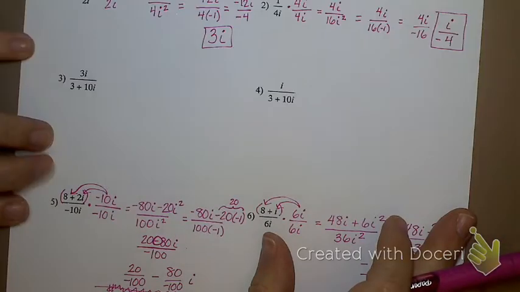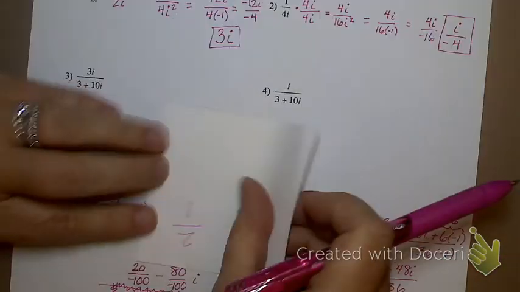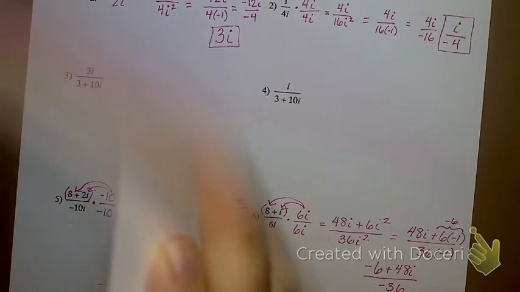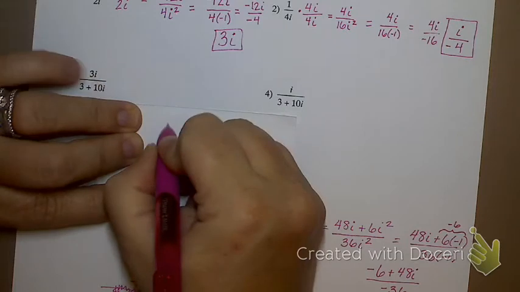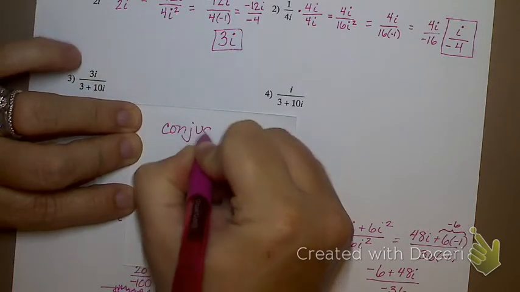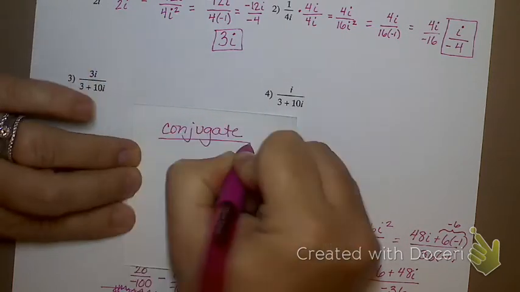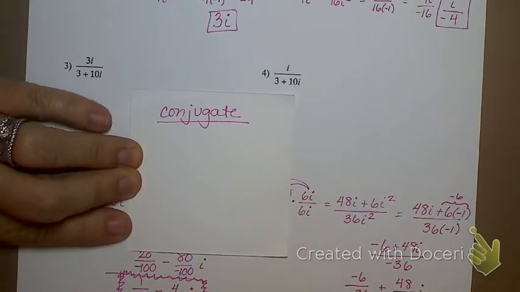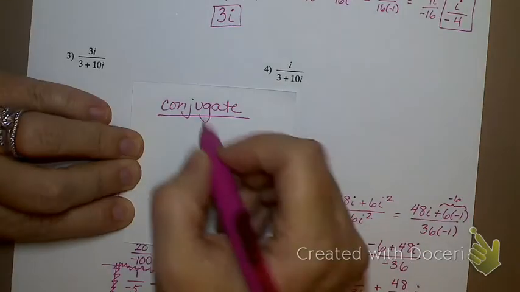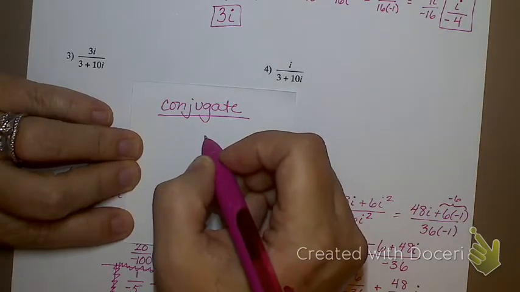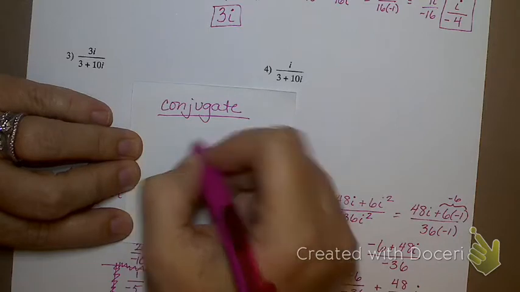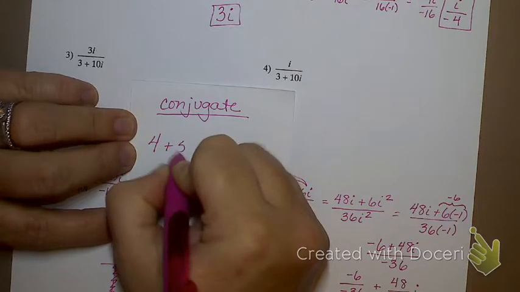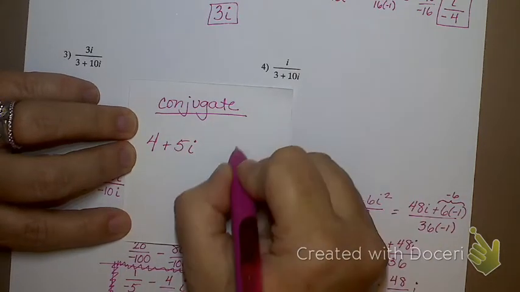All right, so I have to talk to you about something called a conjugate. Okay, here's what a conjugate is. It is changing an addition problem to a subtraction problem, or changing a subtraction problem to an addition problem. So for example, if I gave you 4 plus 5i, guess what the conjugate is?